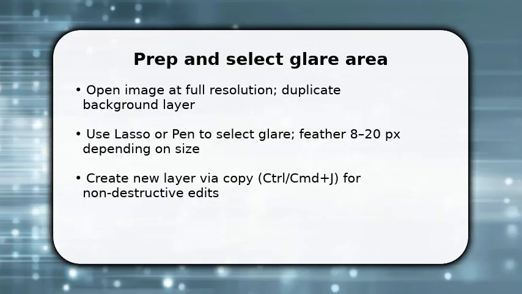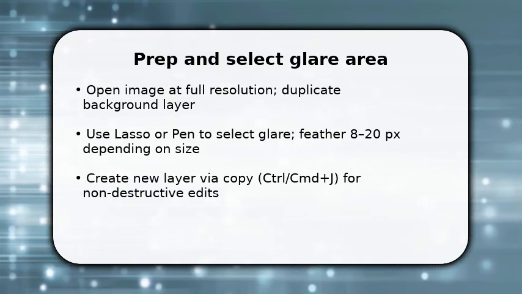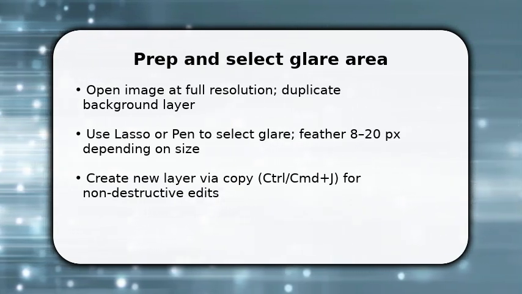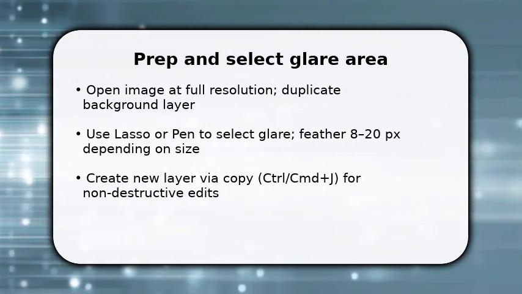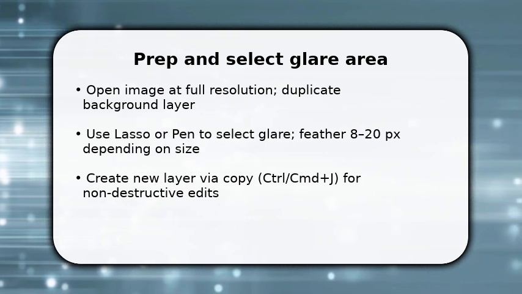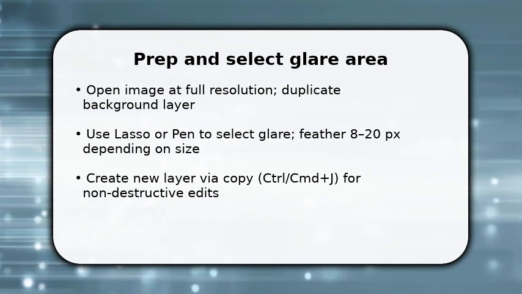You're starting on the real work now. Open the highest resolution image and duplicate the background so you never lose detail. Use the lasso or pen tool to tightly select the shine on the glasses. Feather the selection 8 to 20 pixels to blend later.